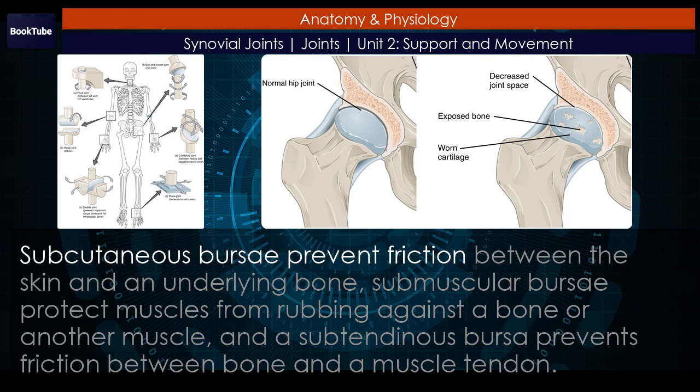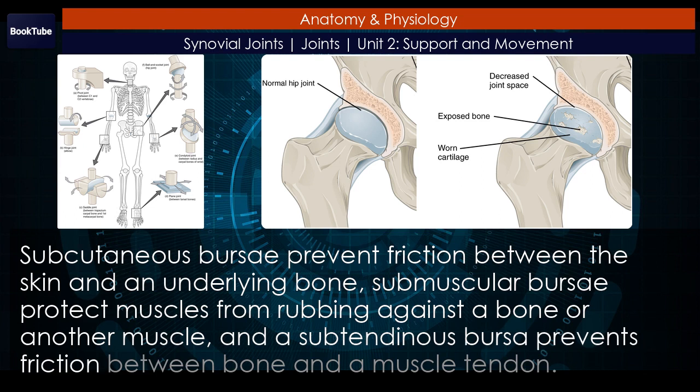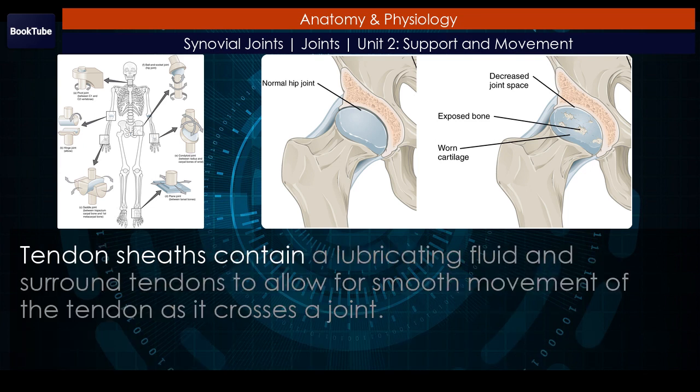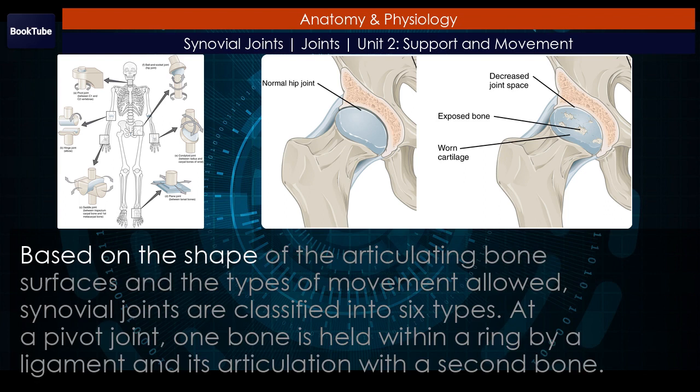Subcutaneous bursae prevent friction between the skin and an underlying bone. Submuscular bursae protect muscles from rubbing against a bone or another muscle. And a subtendinous bursa prevents friction between bone and a muscle tendon. Tendon sheaths contain a lubricating fluid and surround tendons to allow for smooth movement of the tendon as it crosses a joint. Based on the shape of the articulating bone surfaces and the types of movement allowed, synovial joints are classified into 6 types.